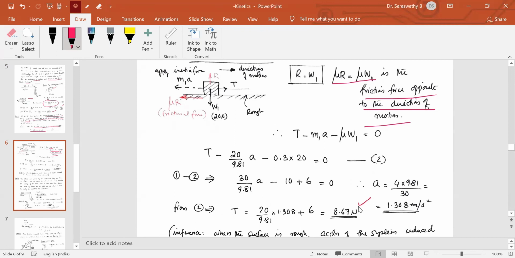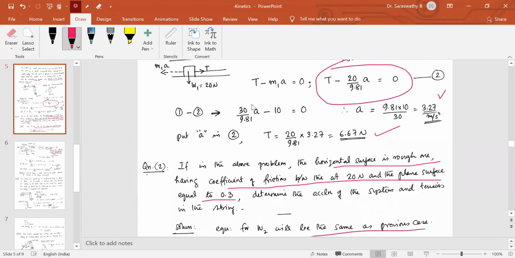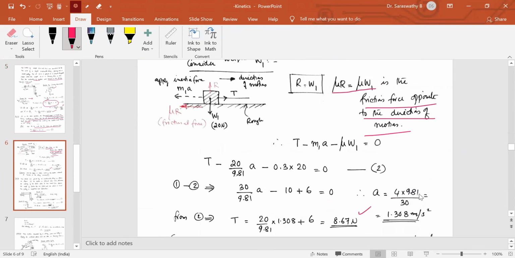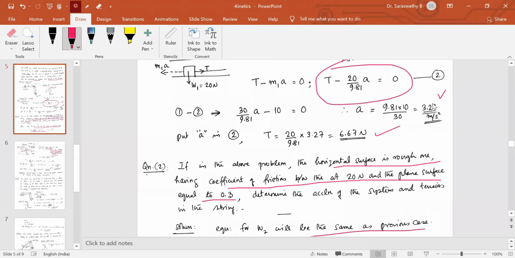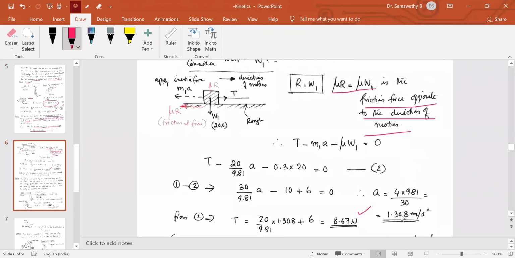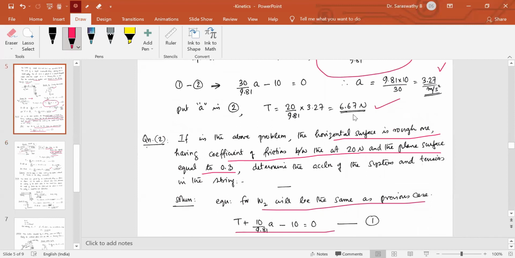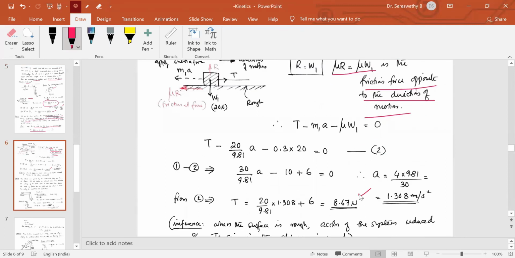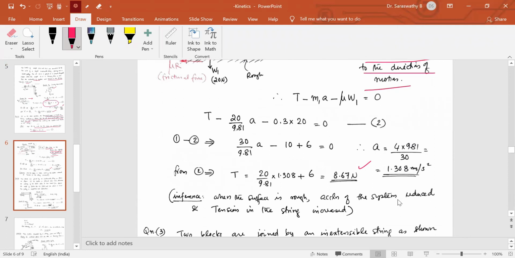Solve between the equations. First, 1 minus 2 will get you acceleration, and then substituting in this equation will get the tension. So we see when the surface was smooth, acceleration was 3.27. When the surface is rough, the acceleration is 1.308. The acceleration reduced. And tension in the string, it was 6.67. Now it is increased to 8.67. So when the surface is rough, acceleration induced in the system is reduced and the tension in the string increased. Such a question usually you get for 14 marks.